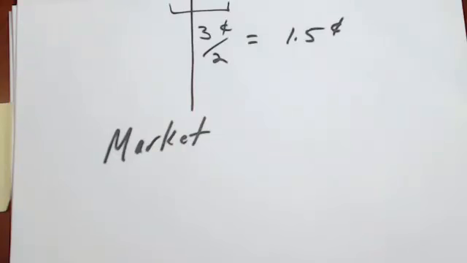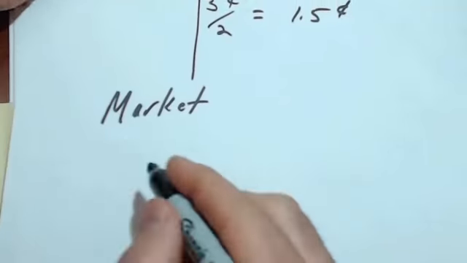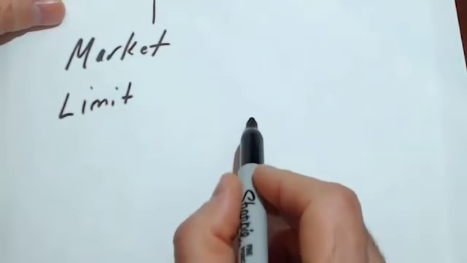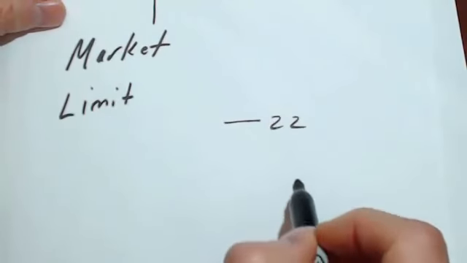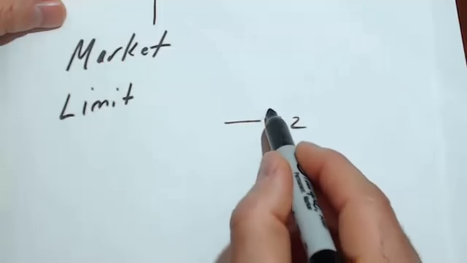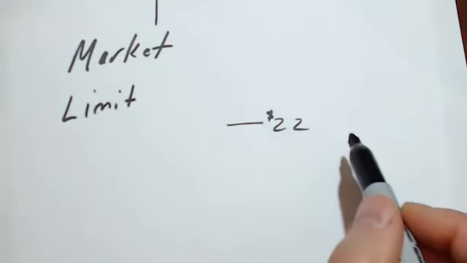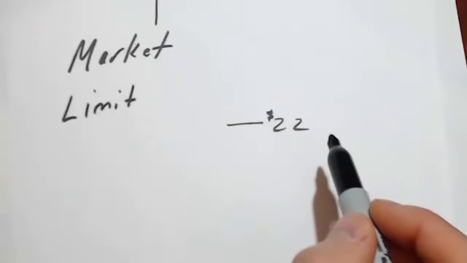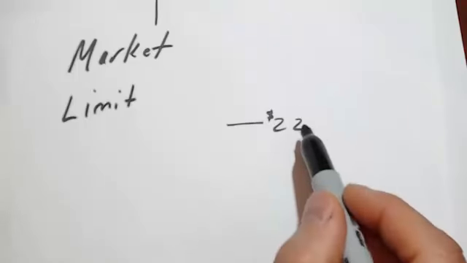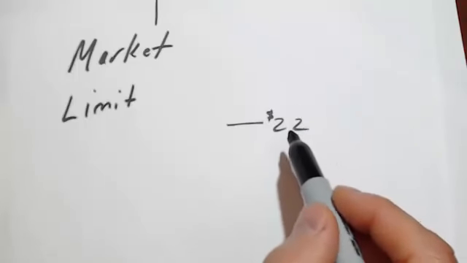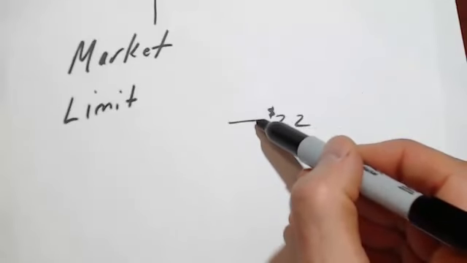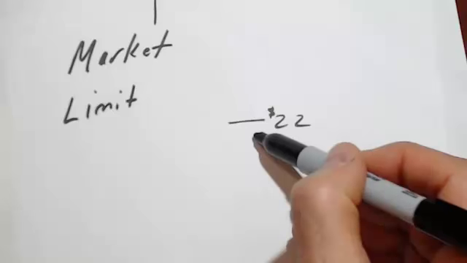So, an example. Let's compare and contrast market and limit orders. Let's say you see a stock right now. It's sitting at $22 a share. Now if you put a market order in and you observe on your screen that the stock price is 22, you'll get that stock for sure. It could be a little bit above, it could be at, or it could be a little bit below $22.